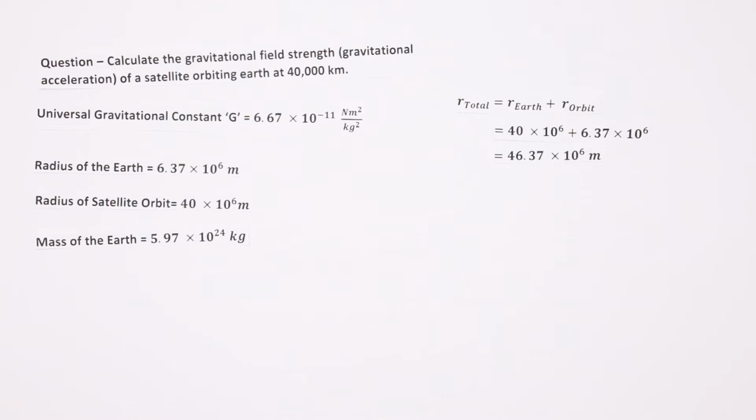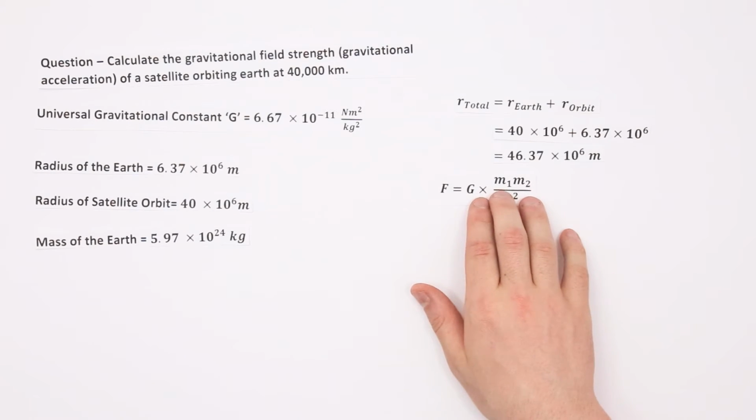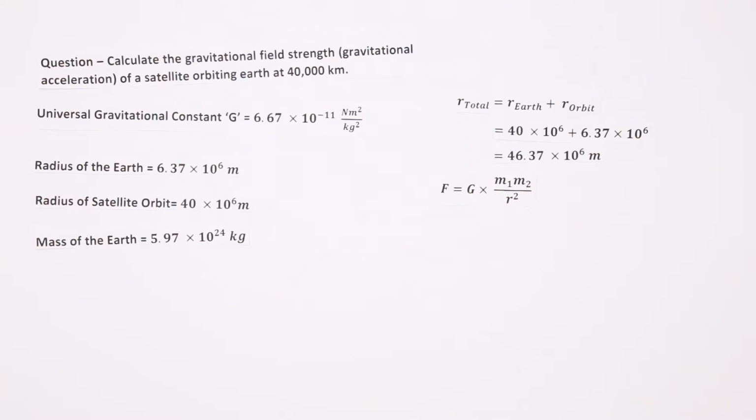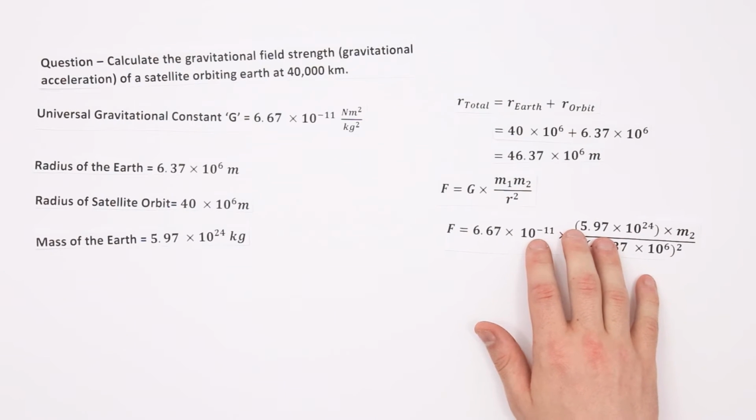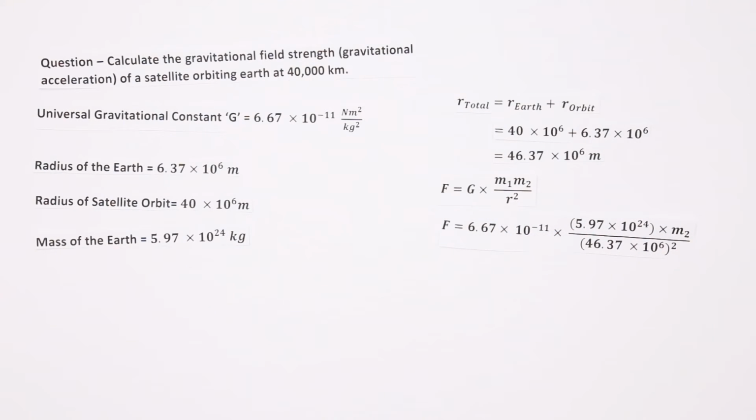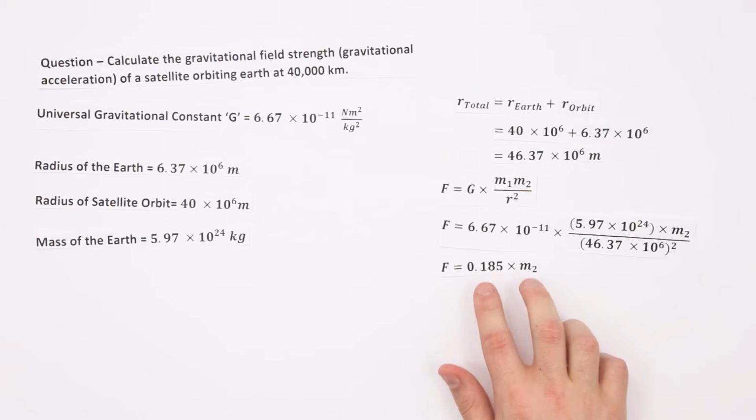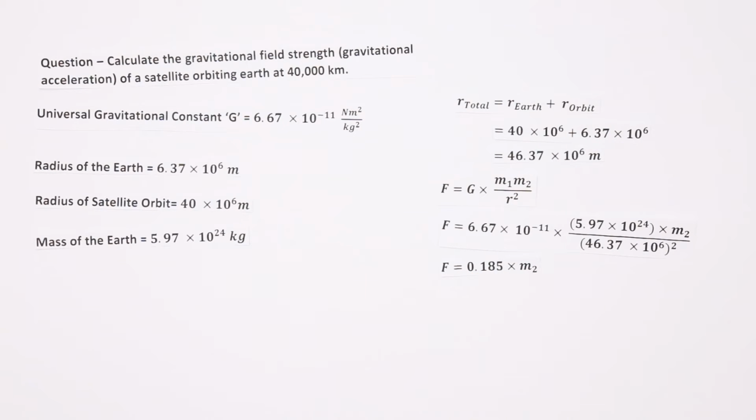We can now go ahead and apply our universal gravitational equation, which is F equals the universal gravitational constant G times m1 times m2 divided by the radius between the two objects squared. When we apply our initial values, we can solve to get force is equal to 0.185 times the mass 2, or the mass of our satellite.